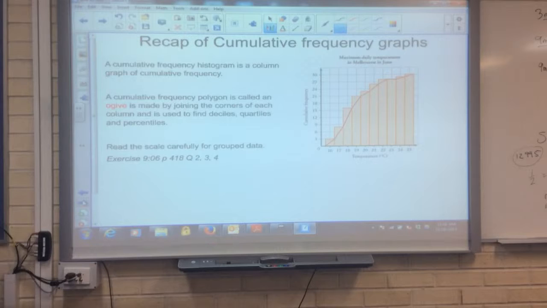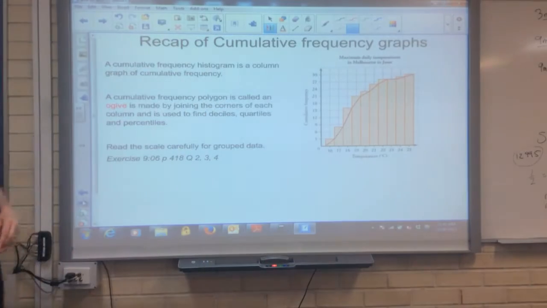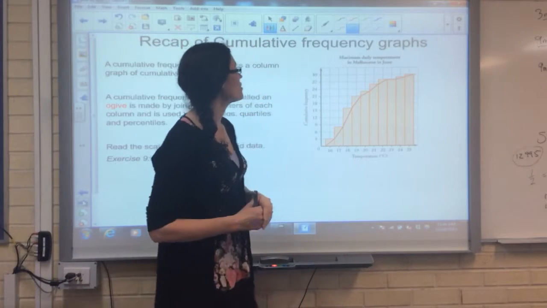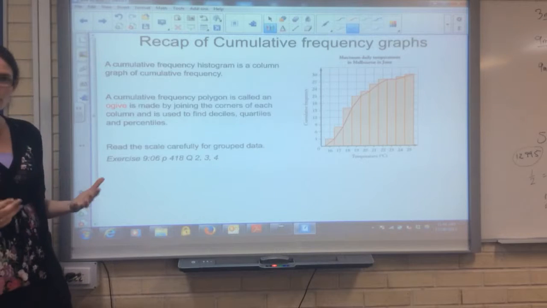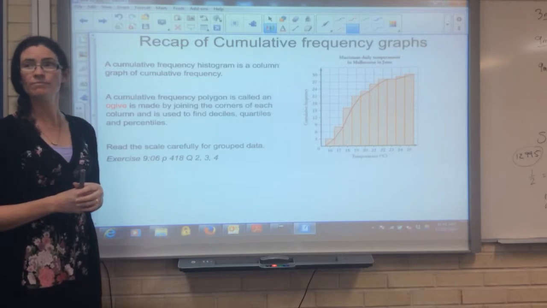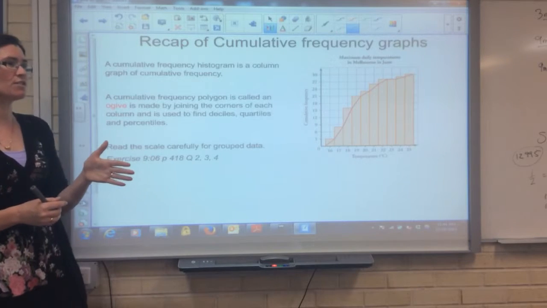And remember I mentioned that reading the scale for group data is really important. So looking at this picture here, where I've already got a cumulative frequency graph drawn for me, and the ogive is drawn on there, we can see that altogether there is 30 measurements that were taken. Say I wanted to find the median. Now if there's 30 scores, which one's going to be the median? 30 scores, what's halfway? Remember median's in the middle? 15. So we're cutting it to 15 scores.